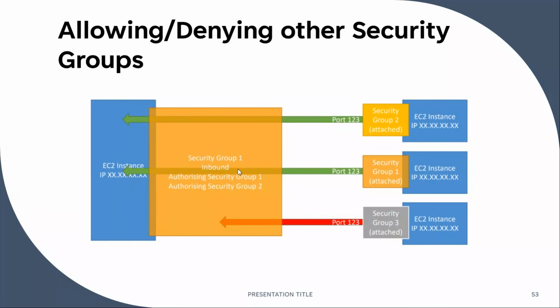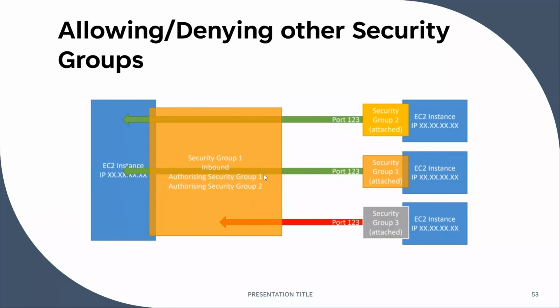in our security group 1. So it is authorizing security group 1, which is attached to another EC2 instance. Basically it says that there is a port 123 on the EC2 instance, so any data coming to port 123 from security group 1, meaning from this EC2 instance, is allowed in this particular security group.